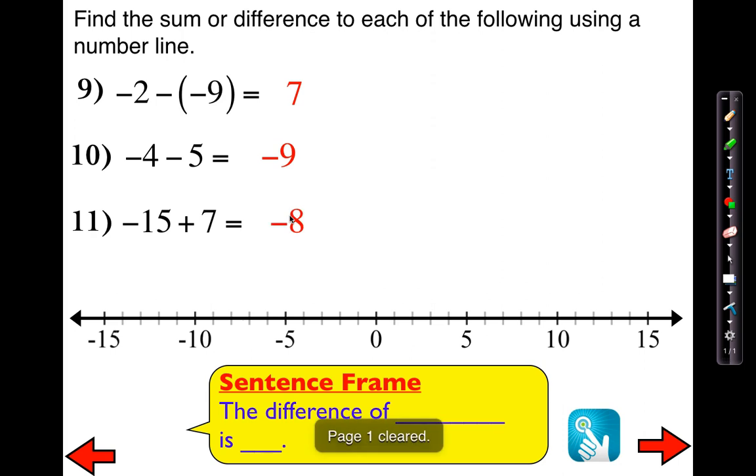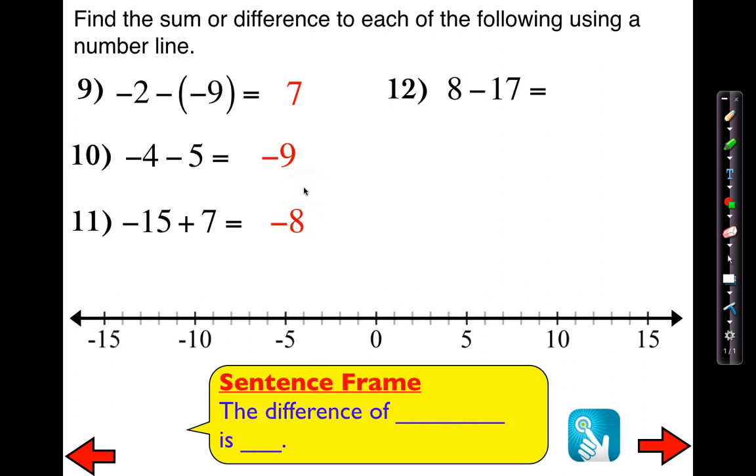Let's clean that up. So here I would say for number 9, the difference of negative 2 and negative 9 is 7. For number 10, I would say the difference between negative 4 and 5 is negative 9. And here I wouldn't say difference, I would say the sum of negative 15 and 7 is negative 8.